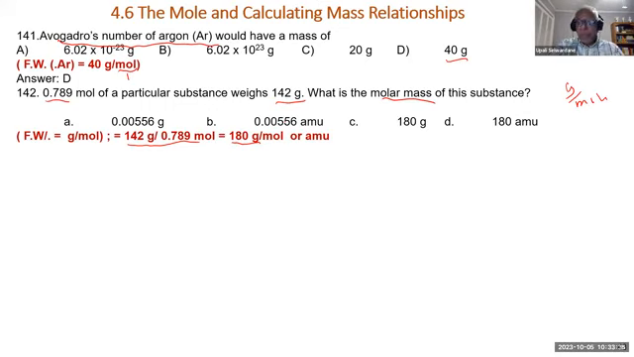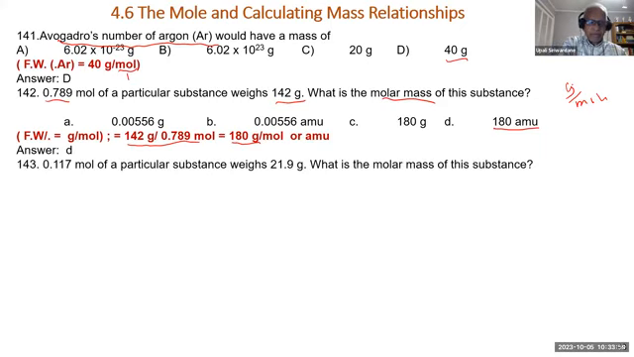We don't hardly use AMU, but this choice only leaves out with this choice only. There's no grams per mole given. Therefore, formula mass, or molar mass, of the substance is 180 AMU. Answer is D.